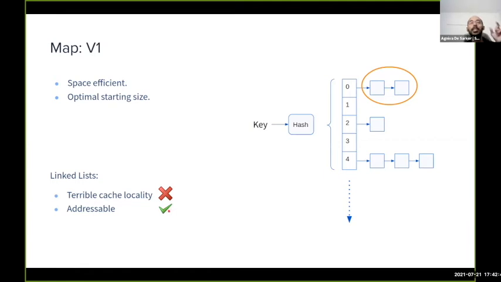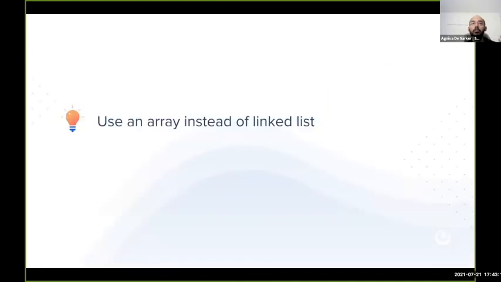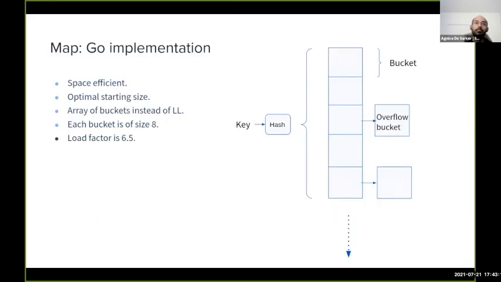the element of the linked list is actually addressable. So in Go, if you try to do ampersand mk, it will just throw a compiler error. So that means you cannot even take the address of the value of a map. That's just a design decision of how the Go programming language has decided to implement a map, right? So our next idea is to use an array instead of a linked list.